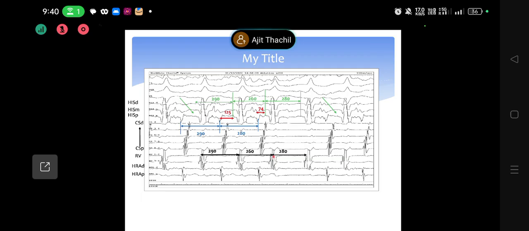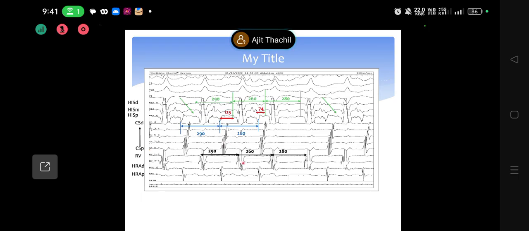Essentially, if you just measure the VV intervals, the tachycardia is just continuing. Nothing has happened to the tachycardia. There is a VV, VV, VV, VV, and this is also 280, even though not measured, it's 280. The tachycardia is just continuing. But see what happened during the PVC.